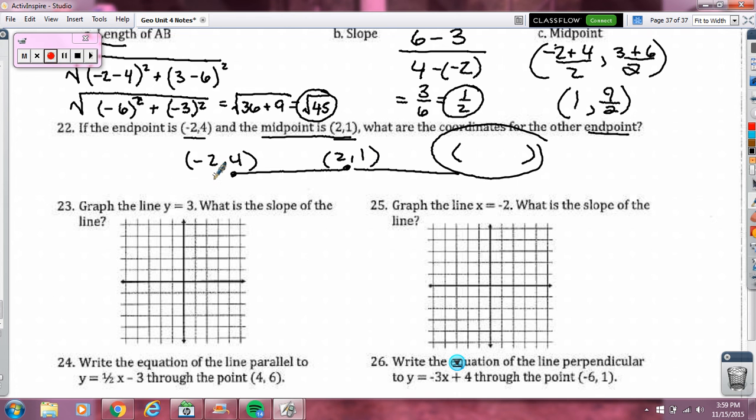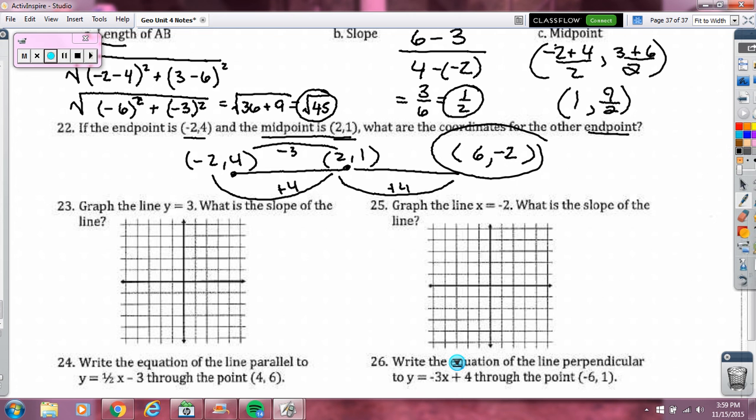So like to get from negative 2 to positive 2, I have to add 4. So I'm going to do that over here as well. Add 4. 2 plus 4 is 6. To get from 4 to 1, I've got to subtract 3. 4 minus 3 gives me 1. 1 minus 3 gives me negative 2. So that's my final answer there in the circle.